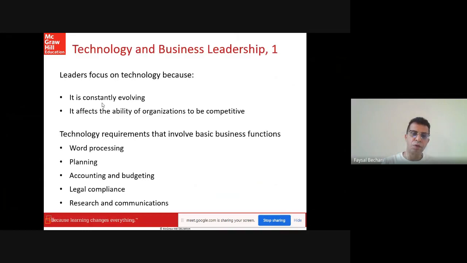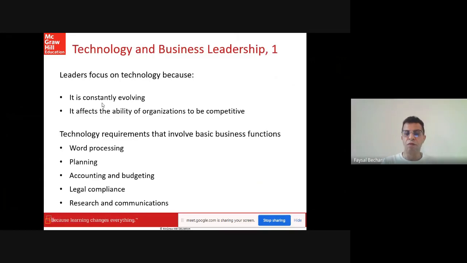So in this chapter, we'll be talking about technology in the field. Leaders focus on technology because it is constantly evolving and also affects the ability of the organization to be competitive. A company well equipped with technology can be more competitive in the market.